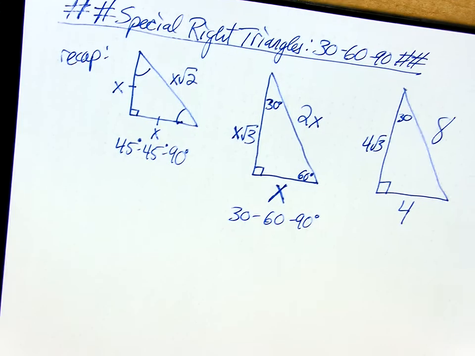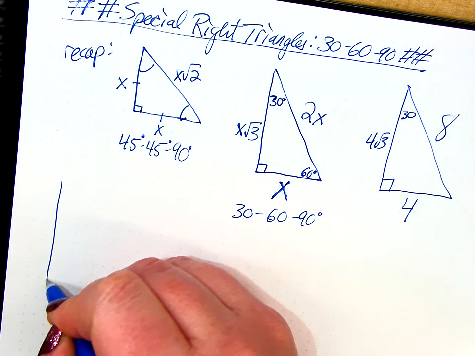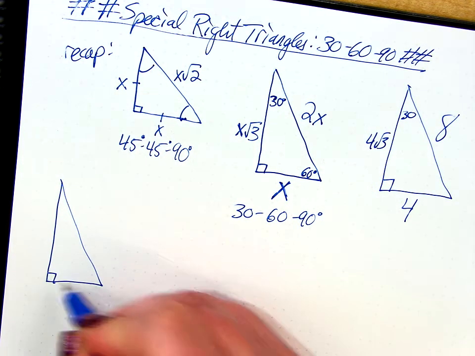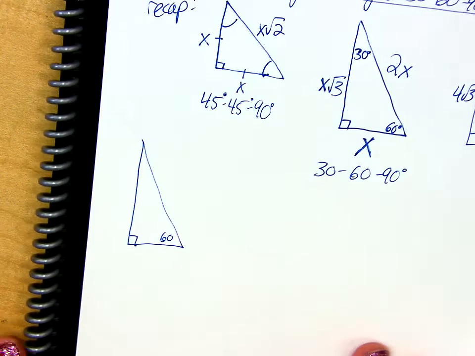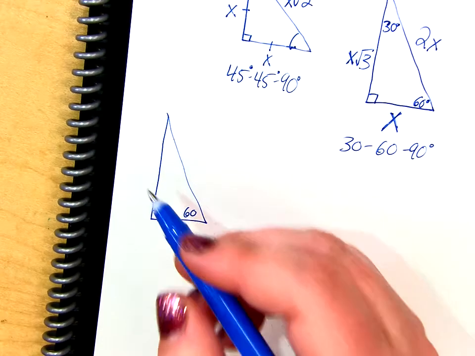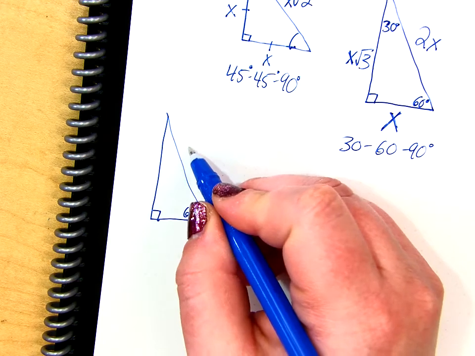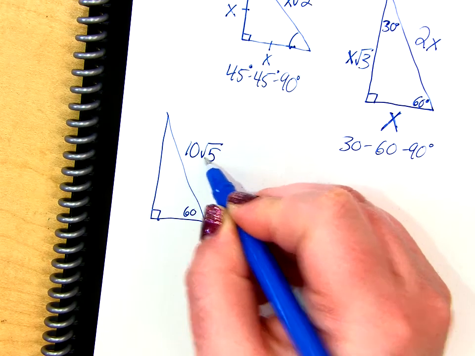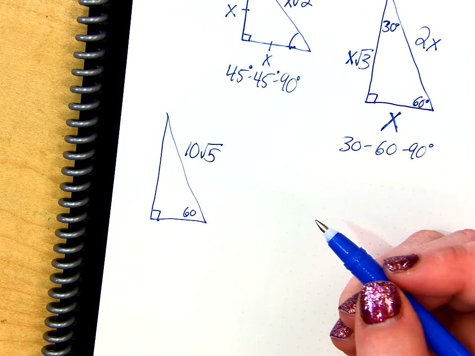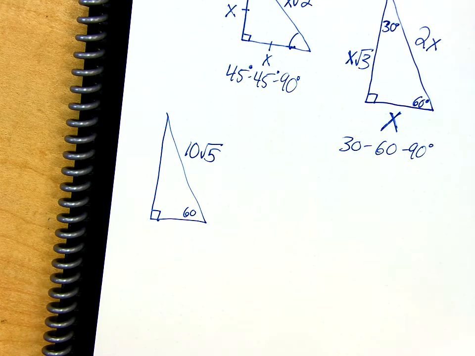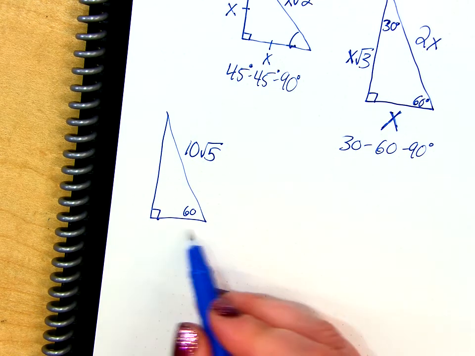Okay, let's step it up a notch. Let's say I gave you this right triangle and I told you that this was... Oh, let's make things interesting. What if this was 10 root 5? So, the first thing that I would do is I always want to find the short side, because once I have the short side, I can find anybody else. The short side, I can double it to get the hypotenuse, or I can times it by root 3 to get that back side. So I would find the short side first.